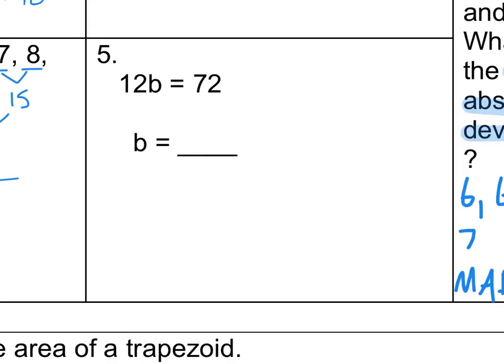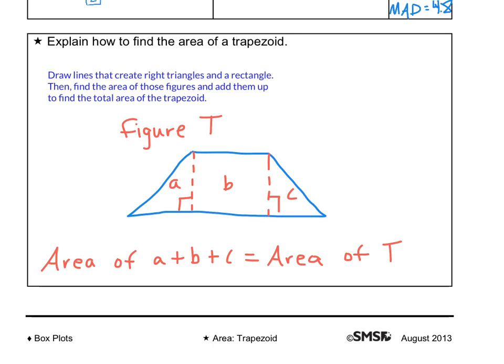So this question asks 12 times what is 72? Well, 72 divided by 12 will give us the answer, because I would cancel out the 12 and leave us B. And 72 divided by 12 is 6. So B equals 6.